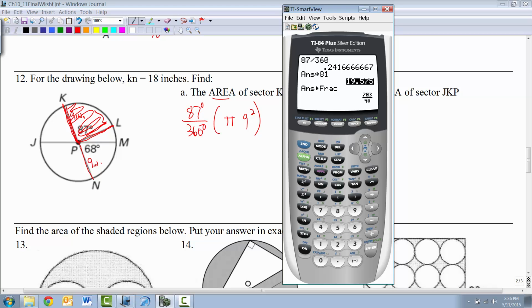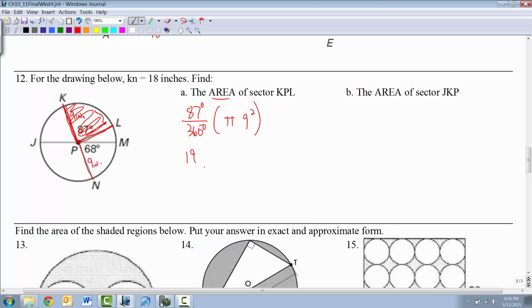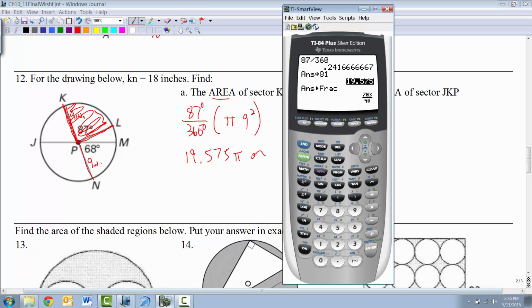Press enter. And then that would actually be the exact answer because I never touched the pi button. And it does end. So that fraction is not rounded. It is 19.575. So 19... oh boy, that's how short. Okay, 0.575 pi, or do you see that ugly fraction?